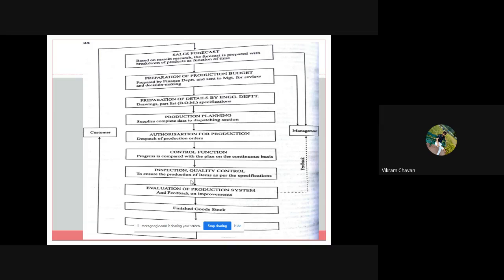Once the quality is checked, then the evaluation of the production system will be carried out. So evaluation means what we have decided before production, and after production whether we are achieving that. That is nothing but evaluation. Evaluation is carried out before the production starts and after production.